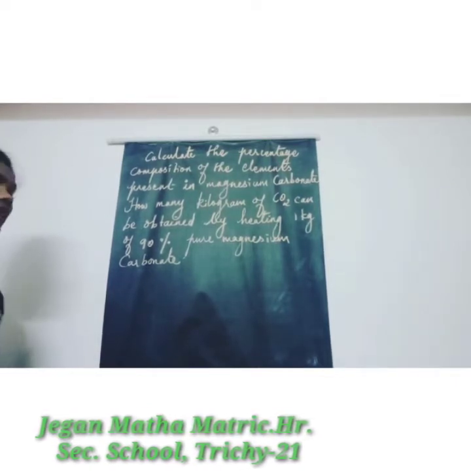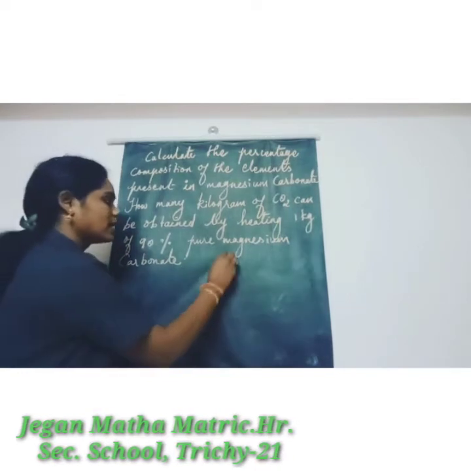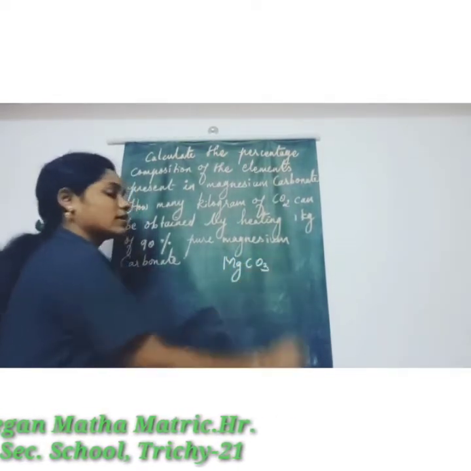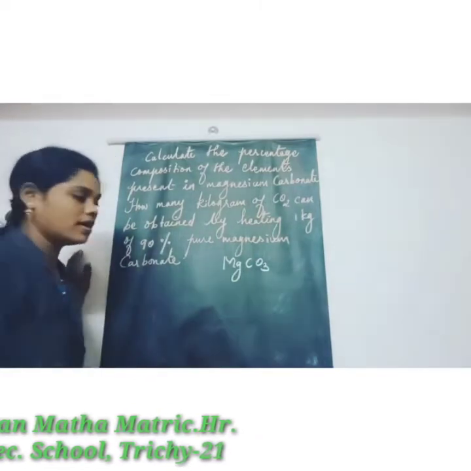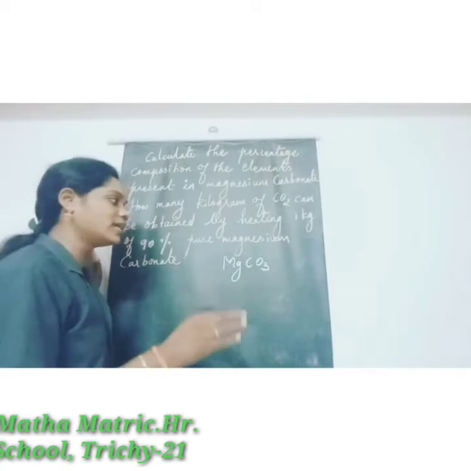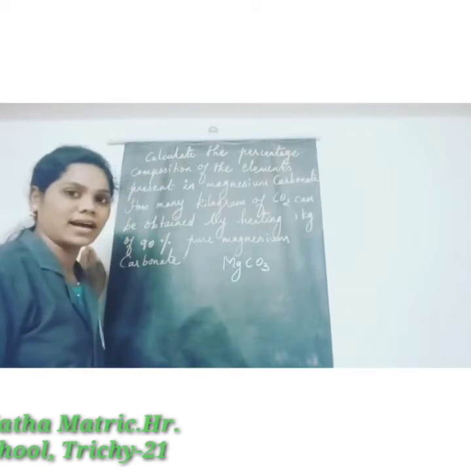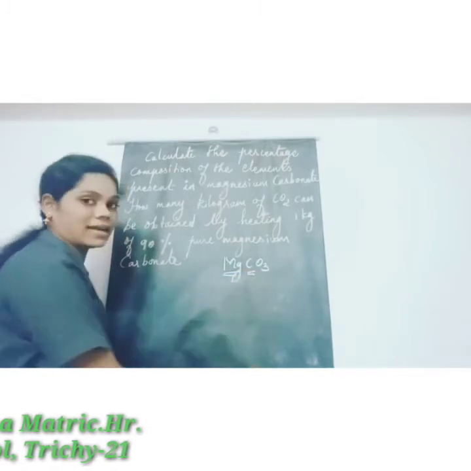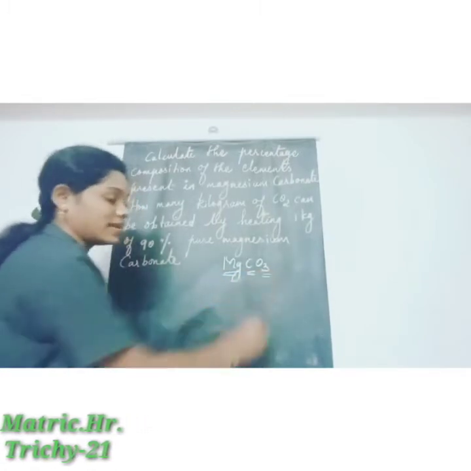Okay. The magnesium carbonate formula is MgCO3. So this is magnesium carbonate. What elements are present in magnesium carbonate? Totally 3 elements are present here. The first one is magnesium, the second one is carbon and the third one is oxygen.